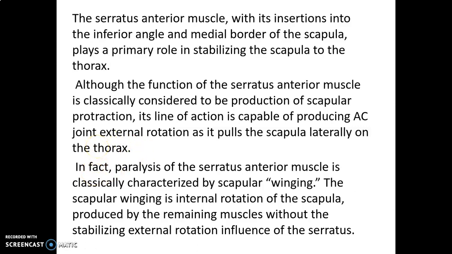In fact, paralysis of serratus anterior, which you would already have studied in anatomy, what will happen? The medial border of the scapula will be popping out, and we call this scapular winging. Scapular winging is due to paralysis of the serratus anterior muscle. Winging is the scapula being internally rotated rather than externally rotated, as it would be when the serratus anterior is intact.